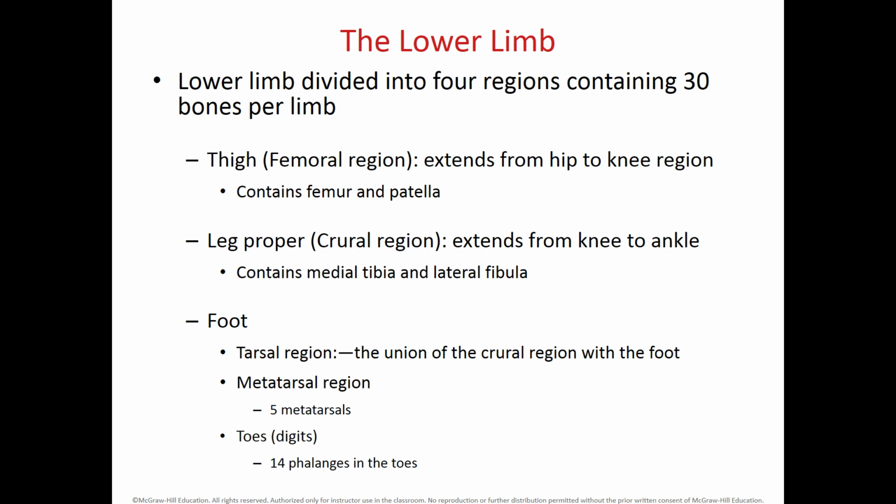Now for the lower limb. The lower limb is subdivided into 4 regions that have 30 bones per limb. So we have the thigh, also known as the femoral region, which extends from the hip up to the knee, and it has 2 bones, the femur and the patella. And then we have the leg proper or crural region that extends from the knee up to the ankle, and it has medially the tibia and laterally the fibula.